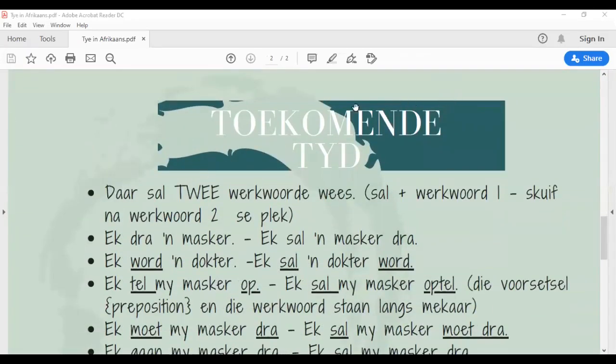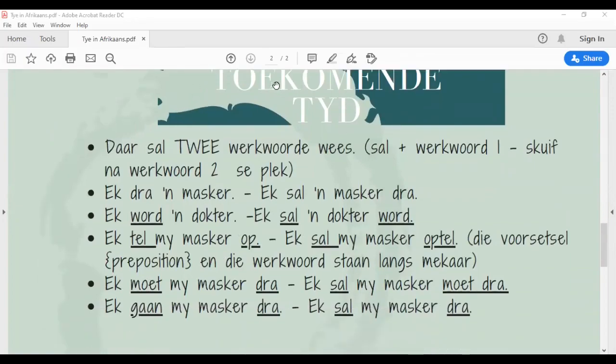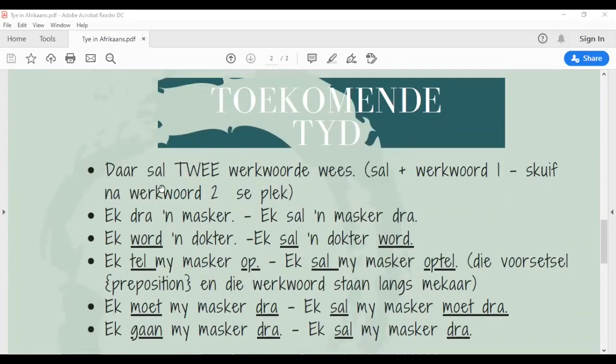Dan sinne in die toekomende tyd, future tense. There's quite a lot of notes about it. There will be 2 verbs. Sal, which is verb 1, and a verb.